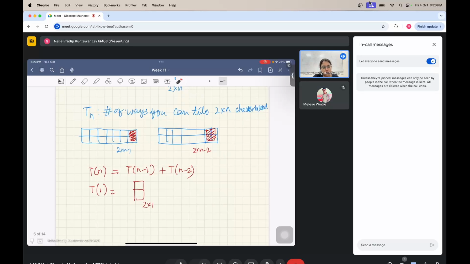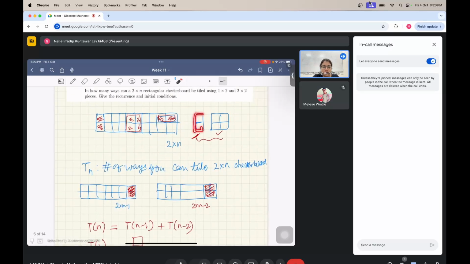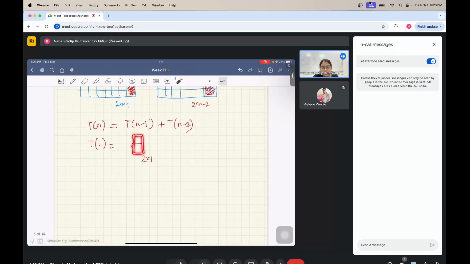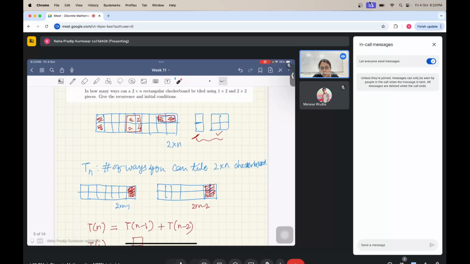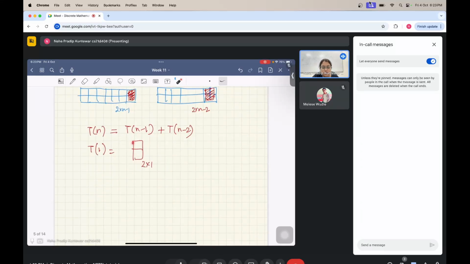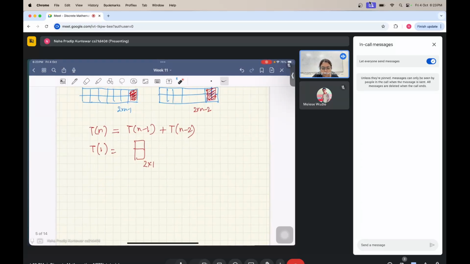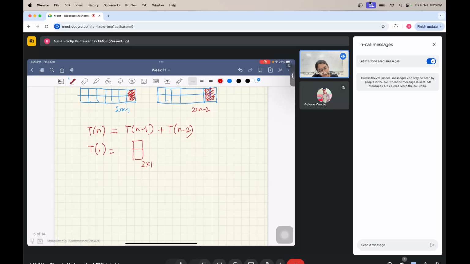So there is only one way of doing that, because you have only one tile like this, and the only way to cover this is by placing that tile here. This you cannot pick because there is only a 2x1 checkerboard. So there is only one way of tiling that, so therefore the answer is 1.